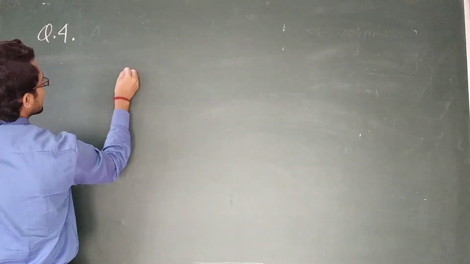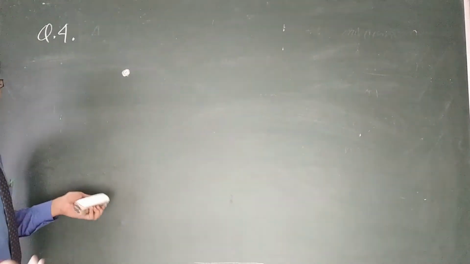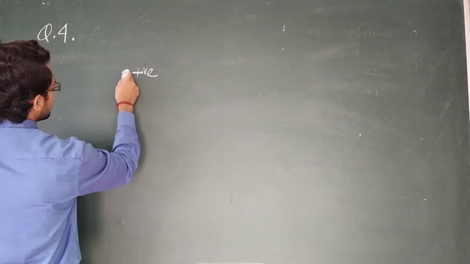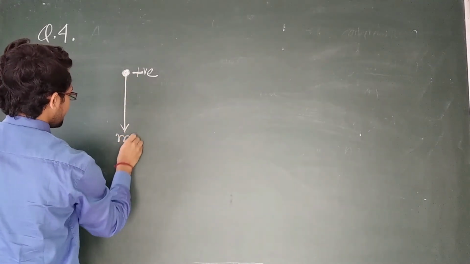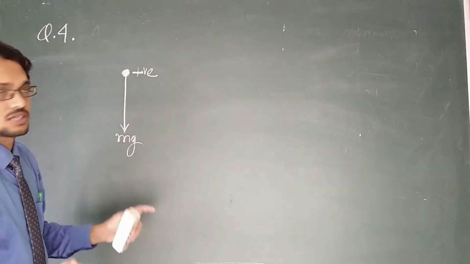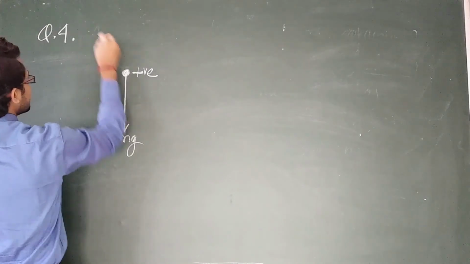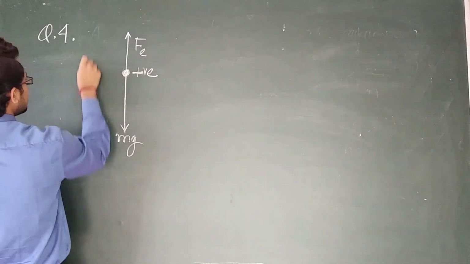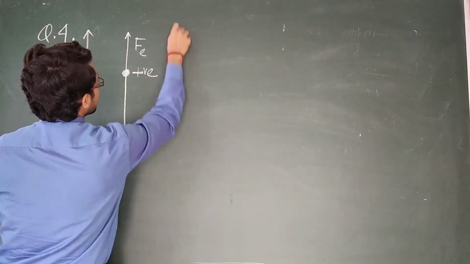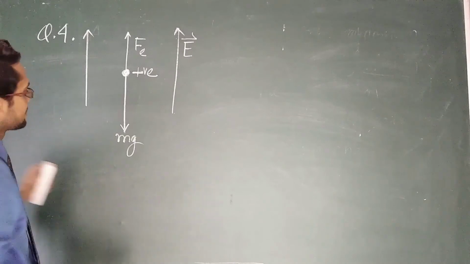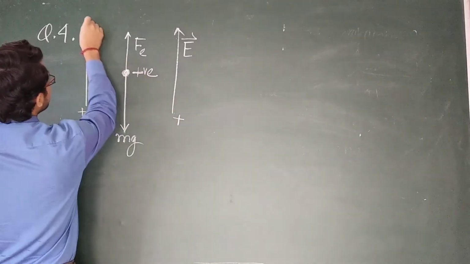So suppose this is a charged particle. We don't know whether it is positive or negative. Take it positive. As it is a charged particle, it has some mass and weight, which will act downward. To balance this weight, we have to apply another force in the opposite direction. In this direction there will be a force, the electrostatic force. So we place the electric field in this direction when this charge is positive, because electric field always acts from positive to negative.